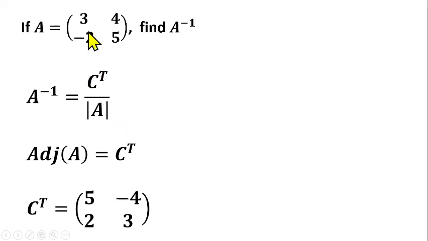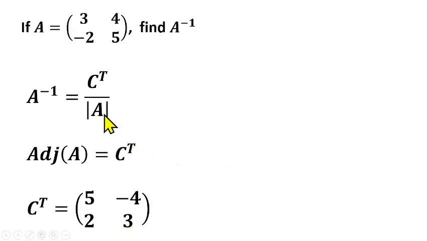Like I said, this has 2 diagonals. The first diagonal, switch it, you have 5 and 3, but the second diagonal, don't switch it. Sorry, you don't switch it, but you multiply it by minus. You multiply this by minus, you multiply this by minus, that gives us 2 and -4. So this is the cofactor transpose of this matrix A.